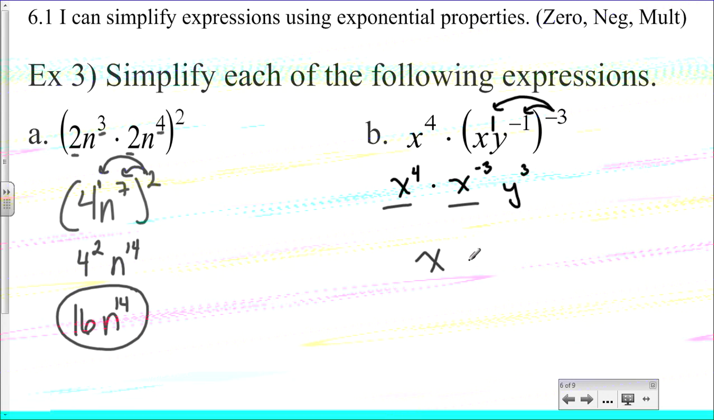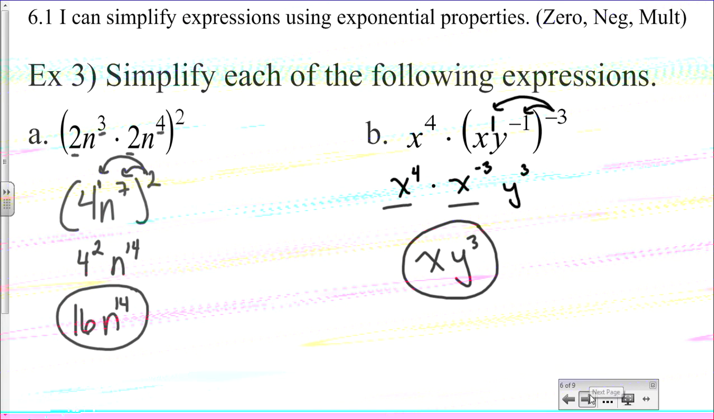You won't see me write it there. The y is kind of on its own. There's nothing to combine it with, so we're just going to bring it straight down. And then we need to check to see if we have any negative exponents or zeros. And we don't, so we're going to go ahead and circle that. That's our final answer.